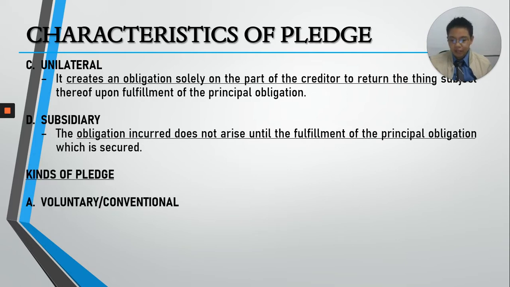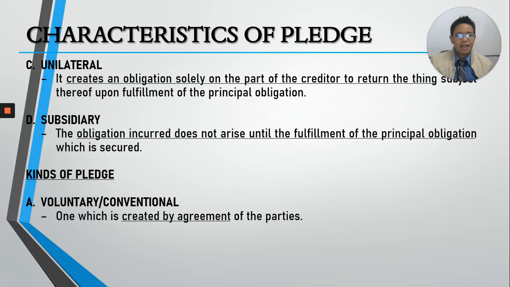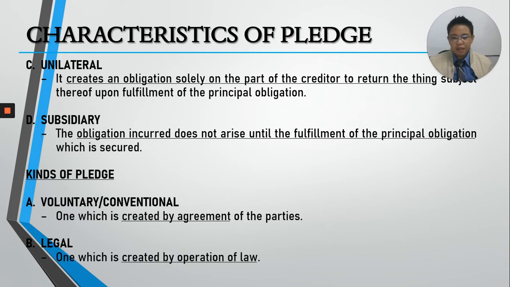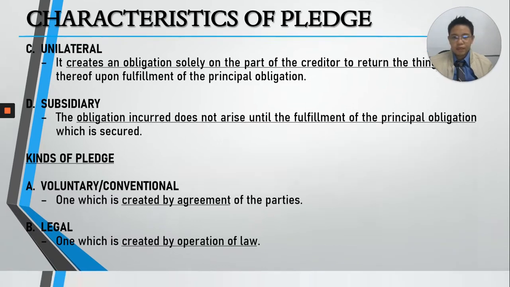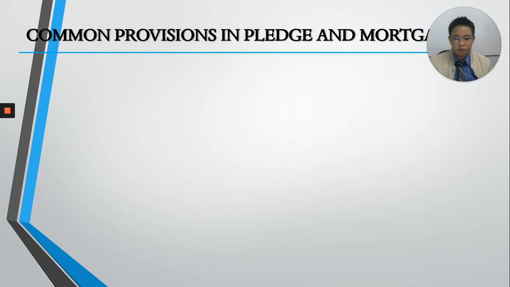The kinds of pledge. Siyempre, lagi ko namang tinuturo ito, voluntary or conventional. Anong ibig sabihin? Kahit hindi ko pa binabasa, alam ko naman talaga, by agreement of the parties. And also legal, syempre, created by operation of law. Diba? Sabi ko sa inyo, lahat ng voluntary, lahat ng conventional by agreement, lahat ng legal by operation of law. So also, take note of the common provisions in pledge and mortgage.